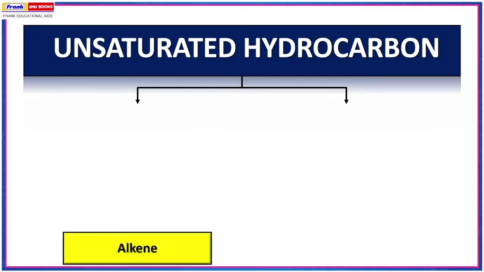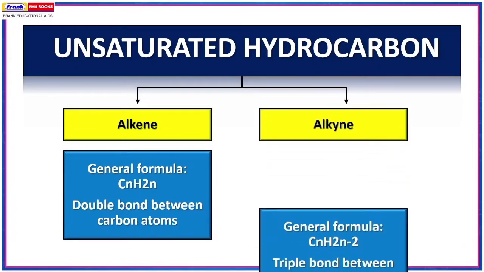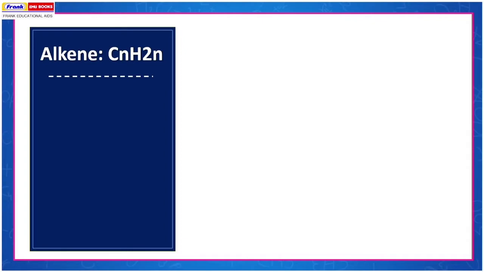Unsaturated hydrocarbon, alkene, general formula CnH2n, double bond between carbon atoms. Alkyne, general formula CnH2n-2, triple bond between carbon atoms.